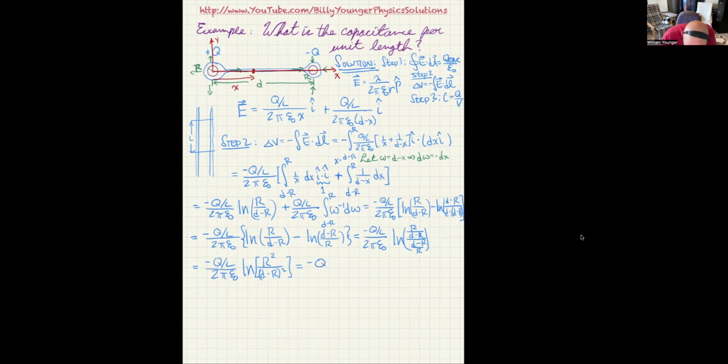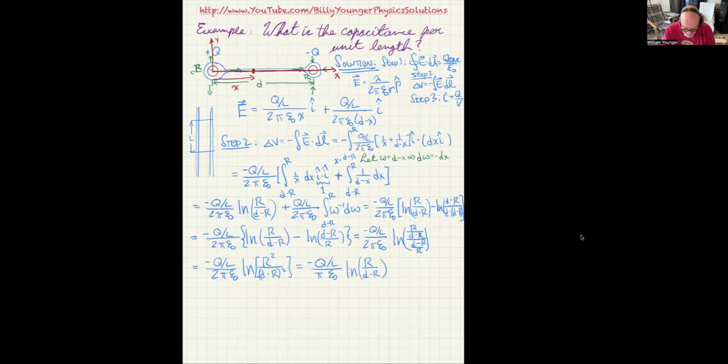negative Q over L divided by pi epsilon naught times the natural log of r over d minus r. And normally r is so much smaller than d that you can pretty much ignore it. In this case, yeah, you could definitely do that.